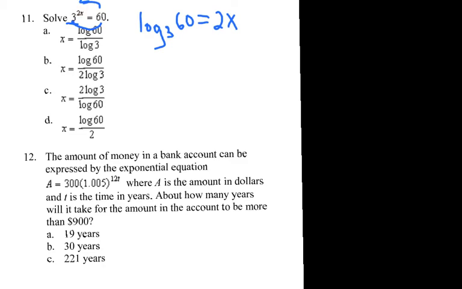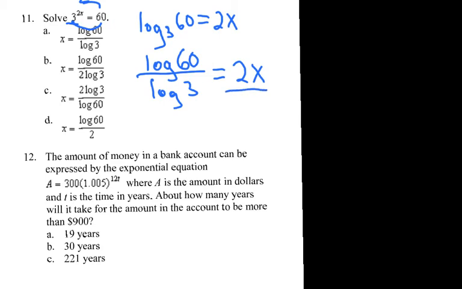Now, here, we do have to get x by itself. But first, if you look at the answers, let me erase this here. All the answers have logarithms. So what I can see is they used the change of base formula for the logarithm. On the left side, the change of base, you take log of the result divided by log of the base, equals 2x. Then we have to divide by 2 to get x by itself.